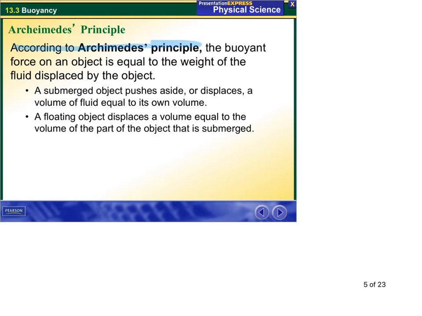And we get a thing called Archimedes' principle: the buoyant force on an object is equal to the weight of the fluid displaced by the object. A submerged object pushes aside, or displaces, a volume of fluid equal to its own volume. A floating object displaces a volume equal to the volume of the part that is submerged.